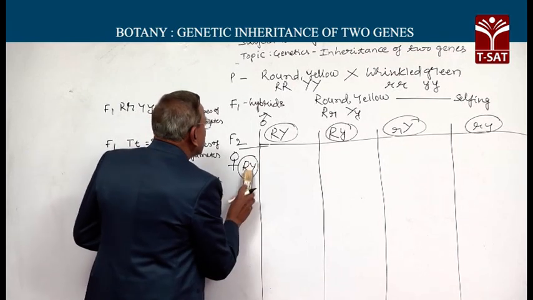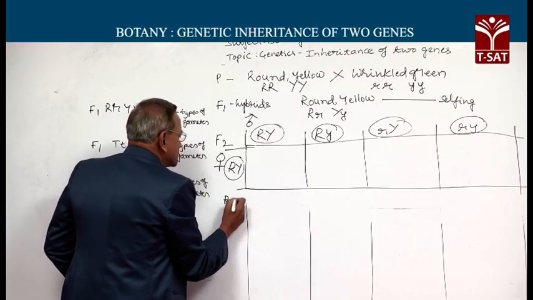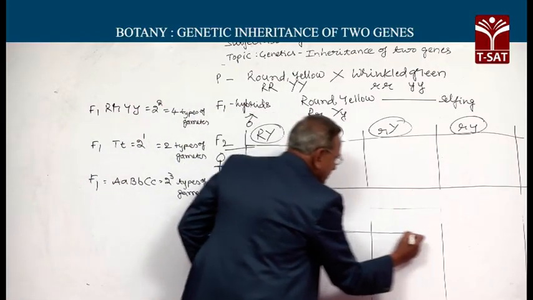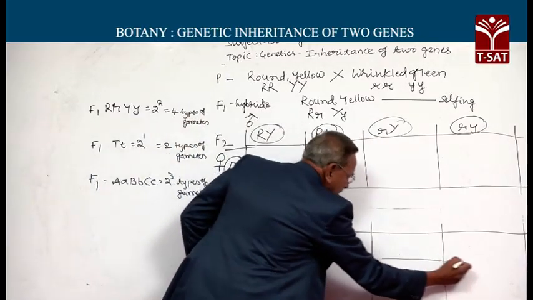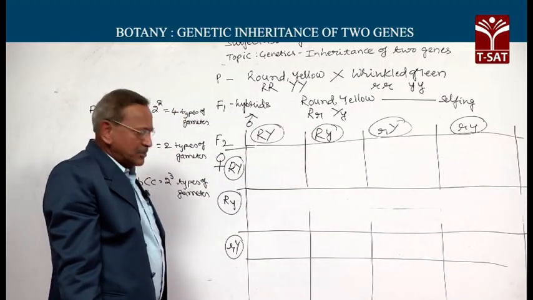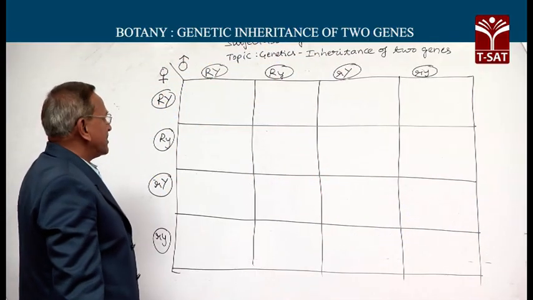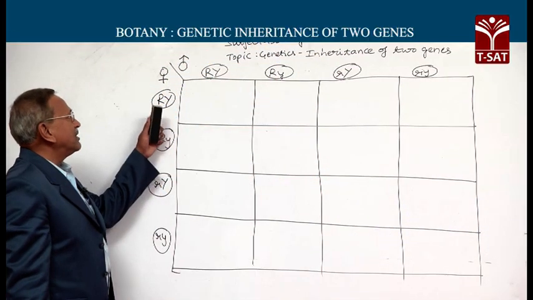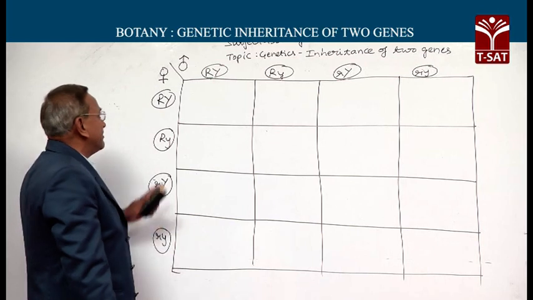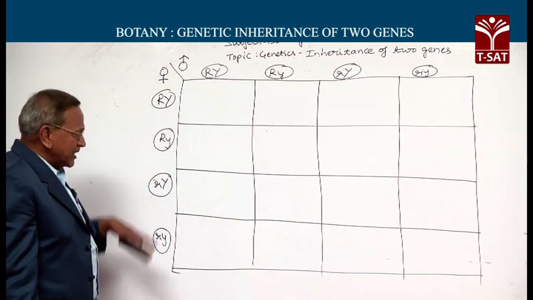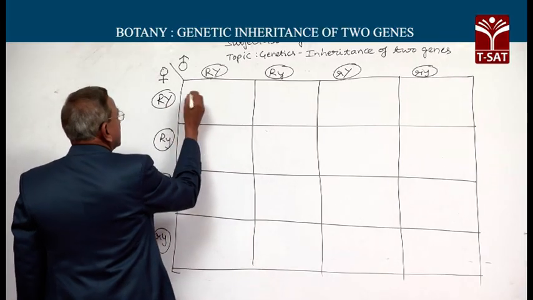Similarly, 4 possible types of female gametes also will be produced: capital R, capital Y; capital R, small y; small r, capital Y; small r, small y. F1 progeny produced 4 types of female gametes and 4 types of male gametes. When the 4 types of male gametes randomly fertilize the 4 types of female gametes, this is the resultant progeny.